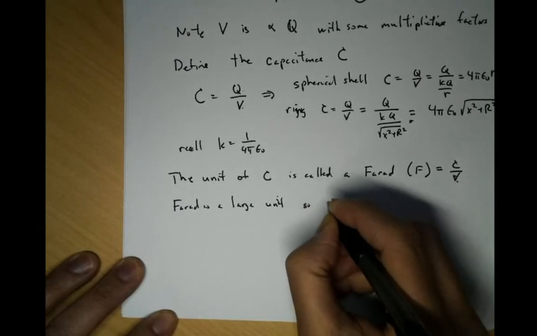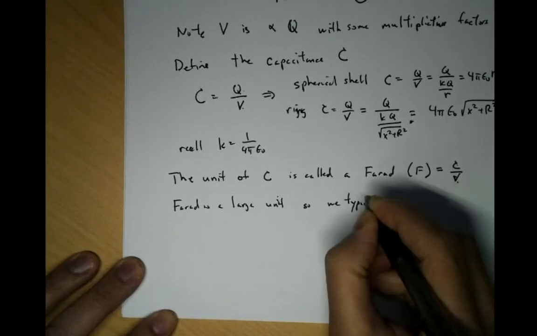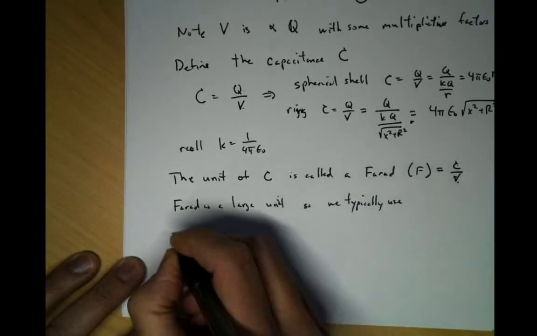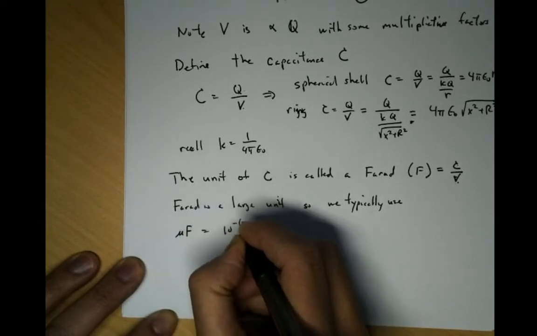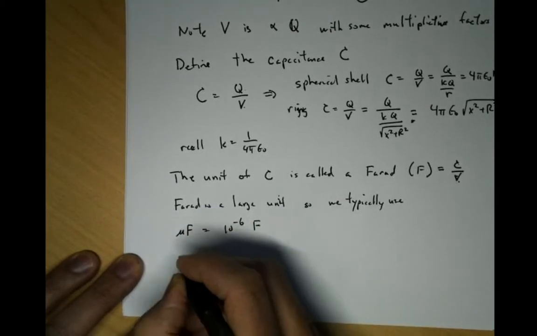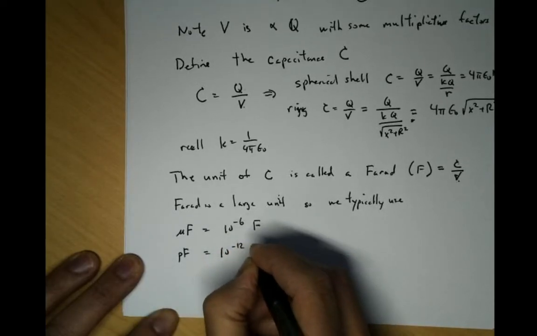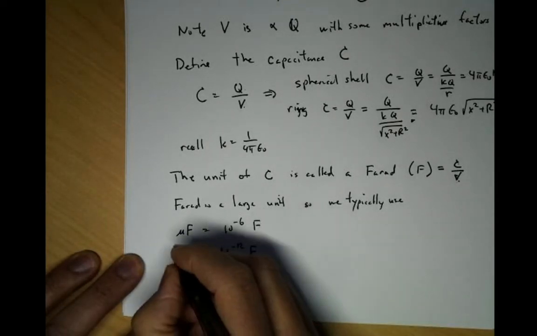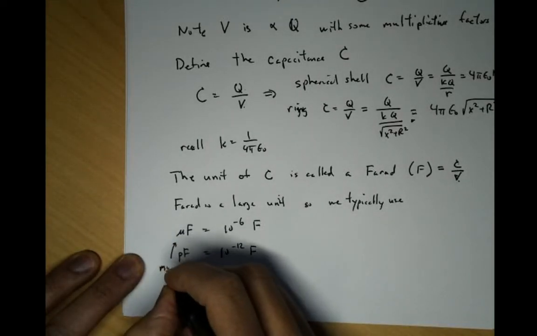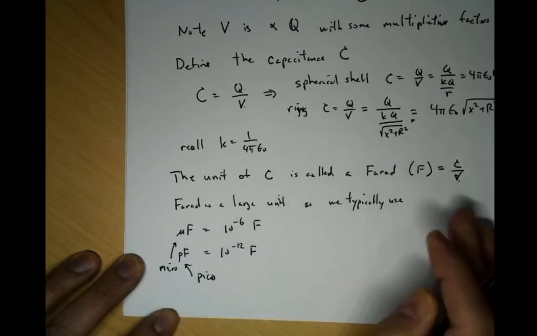So we typically use a microfarad, which is 10 to the minus 6 farads, or a picofarad, which is 10 to the minus 12 farads. So this is a more typical thing. So this is micro, and this is pico.